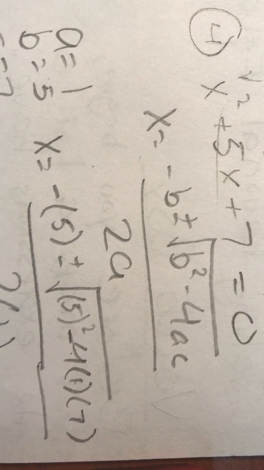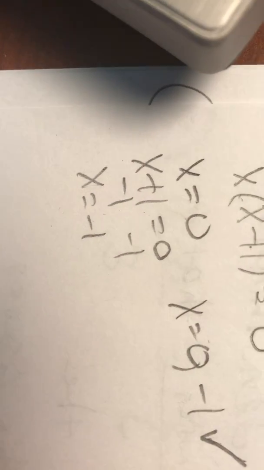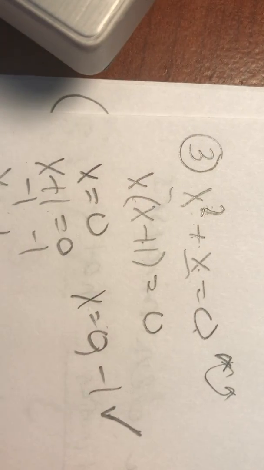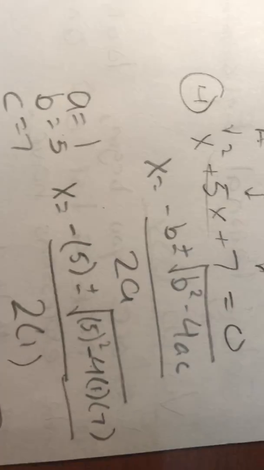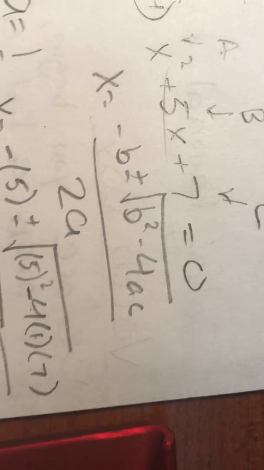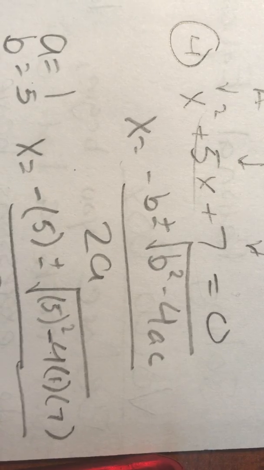The first one, you could have used the quadratic formula for number 3 here. Could have used the quadratic formula, you would have gotten the same answer. But factoring works a little bit easier, gets you the problem faster. You cannot factor this, so you must, without any doubt, use the quadratic formula.